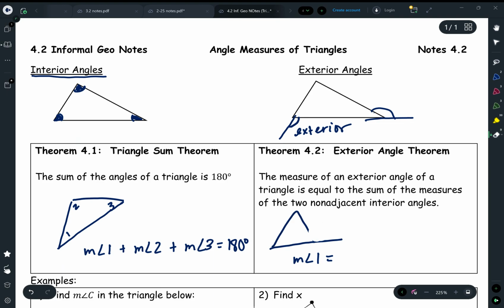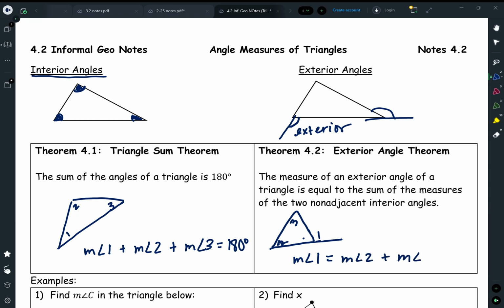So the measure of angle 1, so let's draw this back in. Here's my angle 1. It is an exterior angle. It is going to be equal to the sum, so that means I'm adding the measures of the two non-adjacent interior angles. So the adjacent one would be right here. That's touching it. So we want to add the two that are non-adjacent. So we want to add this angle over here, I was going to call it 2, and this angle over here 3. So measure of angle 1 equals measure of angle 2 plus measure of angle 3.